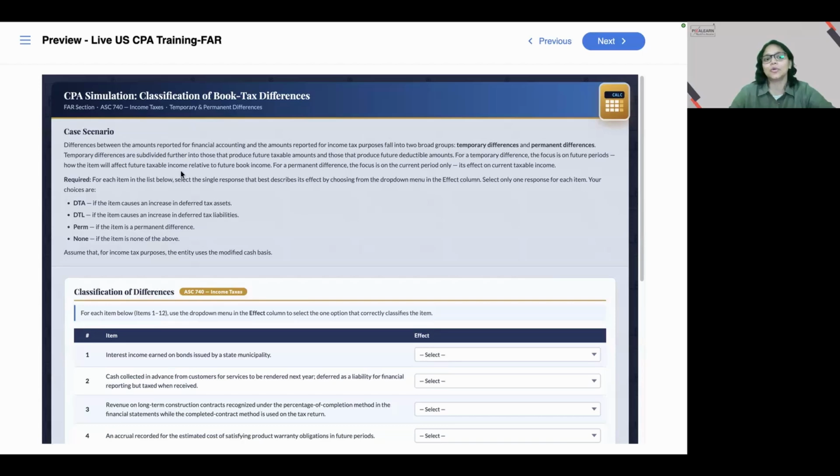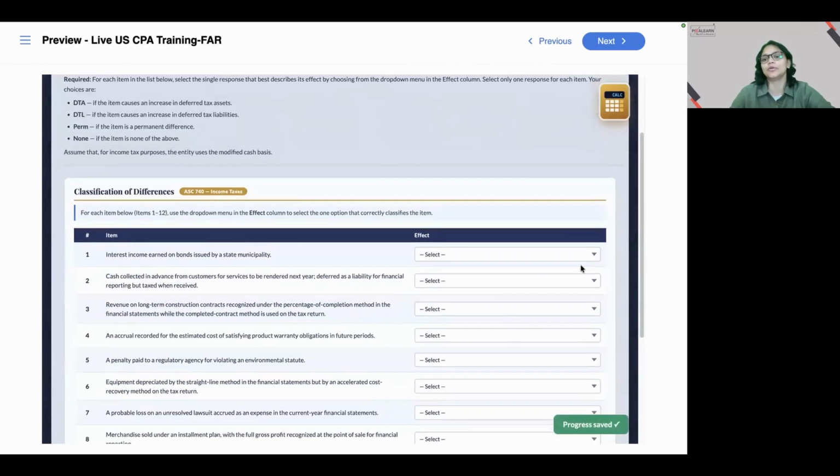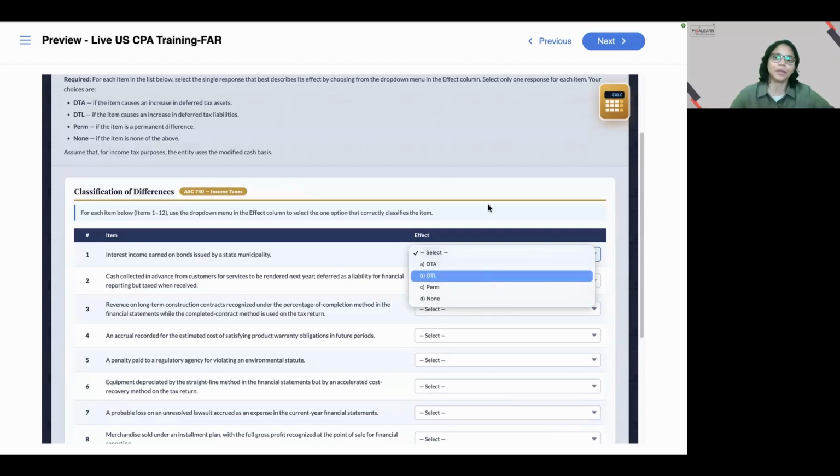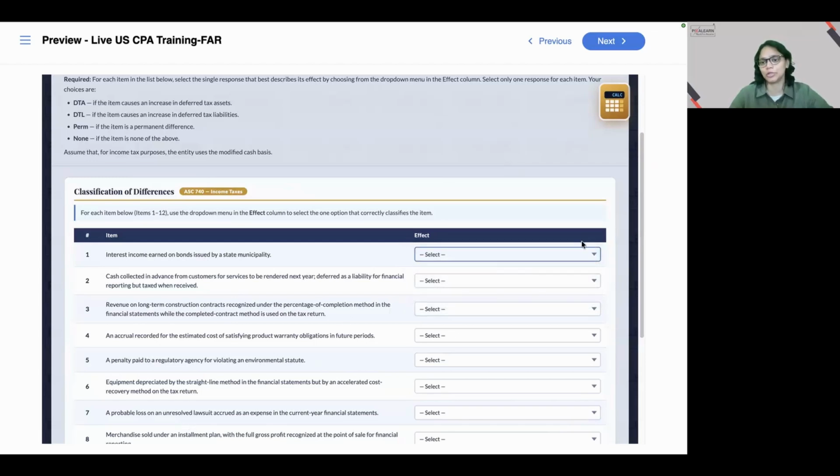So what they have done is given you lots of scenarios, and for each of those scenarios you've got to choose whether the difference is permanent or temporary. If it is temporary, is it DTA or DTL? And whether it's an item which has the same impact on both tax and income, so no difference between GAAP and tax. Okay? Simple, straightforward question. Let's take the first question. Okay, Dharini, we'll start with you.